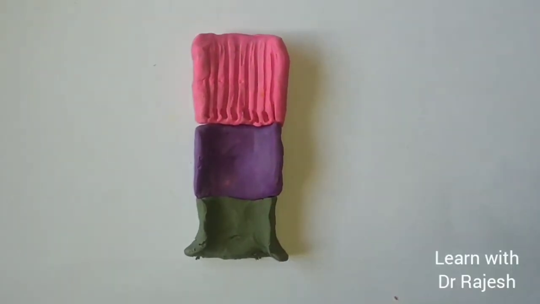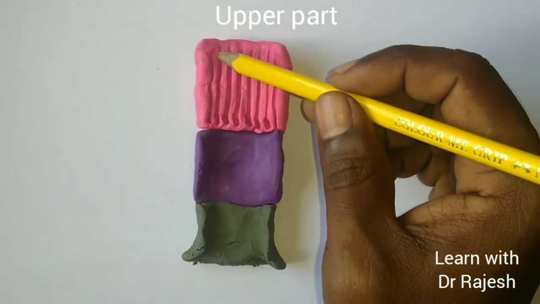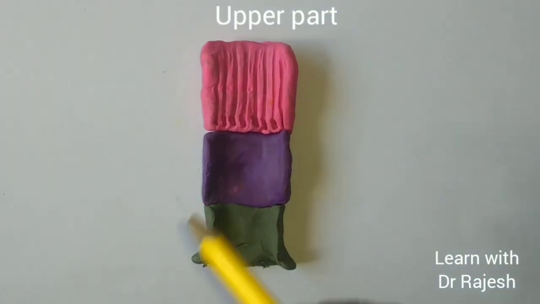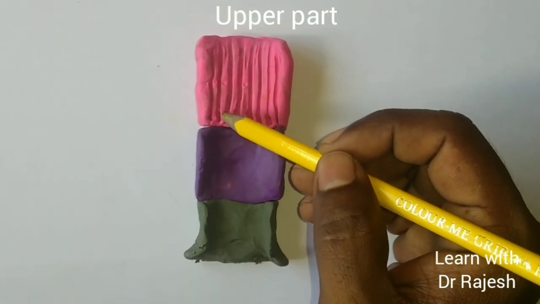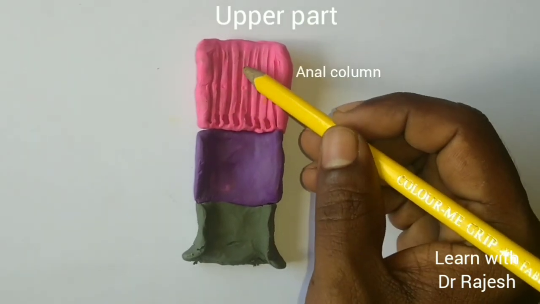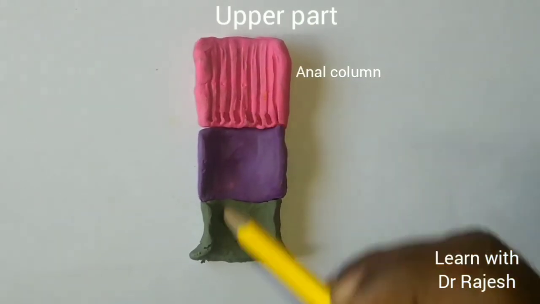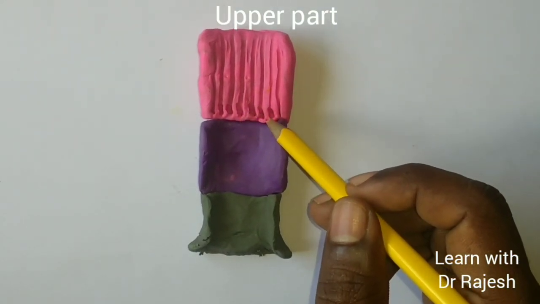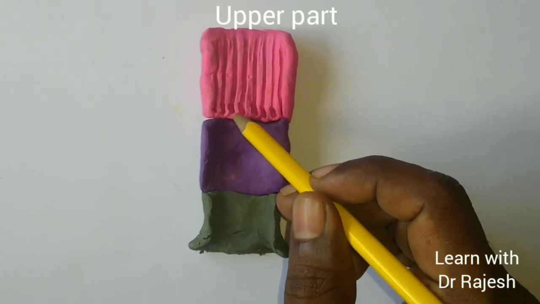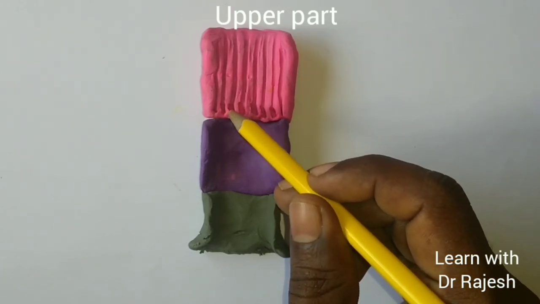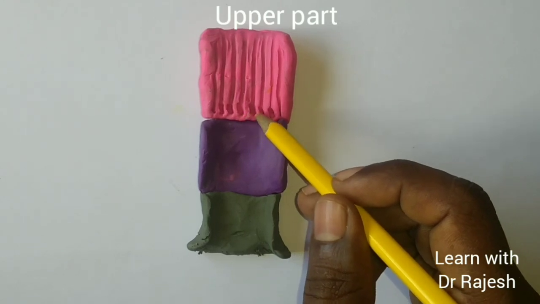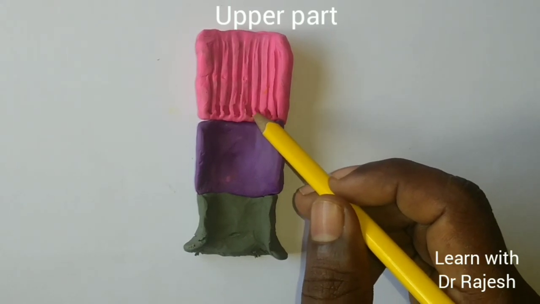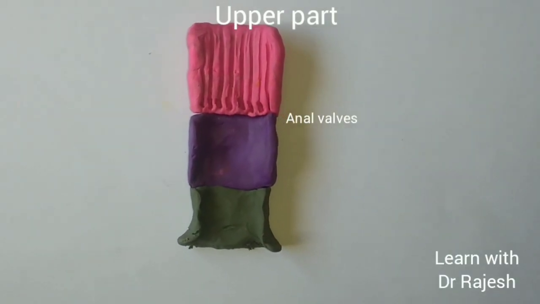This part has many longitudinal mucosal folds. These elevated mucosal folds are called the anal columns. These anal columns will be united inferiorly by short transverse mucosal folds, which are bridging the anal columns. These bridging mucosal folds which are transversely placed are called the anal valves.